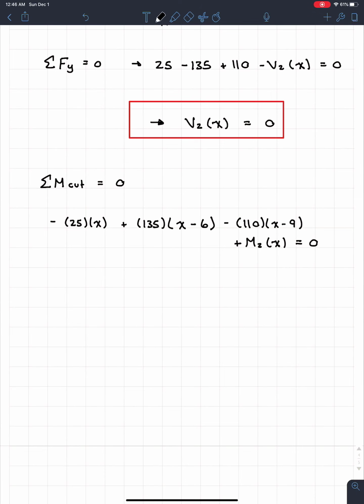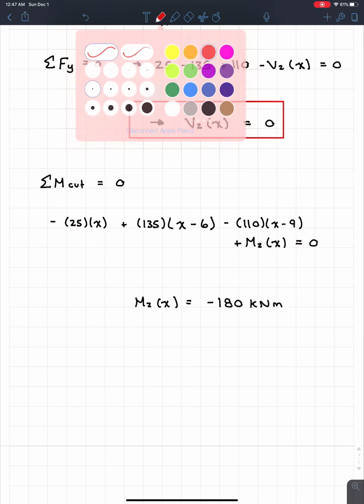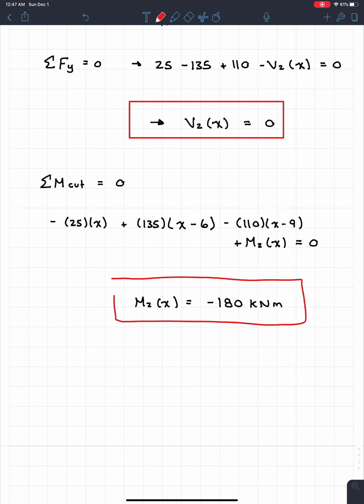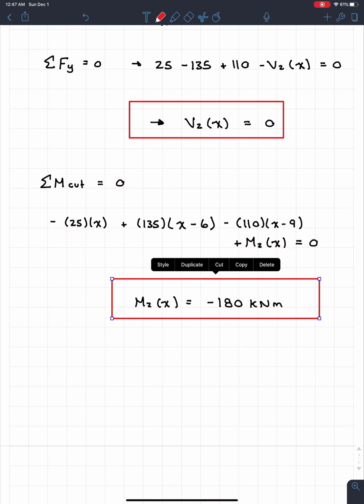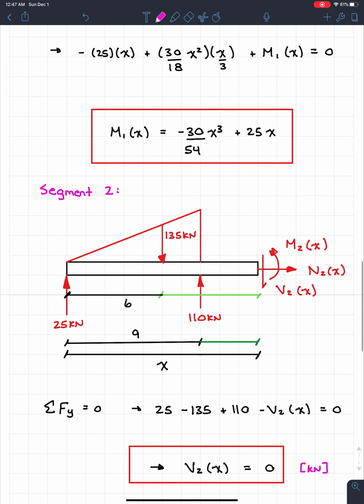But as you guys will see, when you simplify this, you're going to get that M2 of x is equal to negative 180 kilonewton meters. So I'm going to just go here, and actually I'm going to change this because it equals 180, which is kind of funny, but this isn't really how you express equations, and I'm going to express them in pink. So it's just equal to negative 180, and what we usually do is put on the side in brackets that the units of the equation are kilonewton meters. This one's going to be in kilonewtons. This one will be in kilonewton meters.